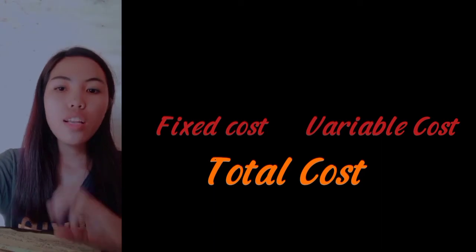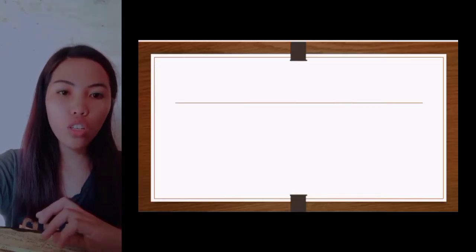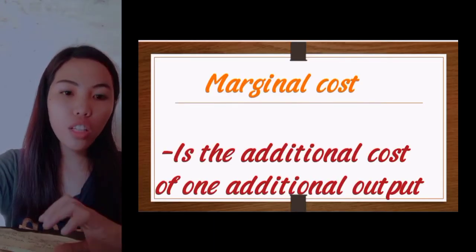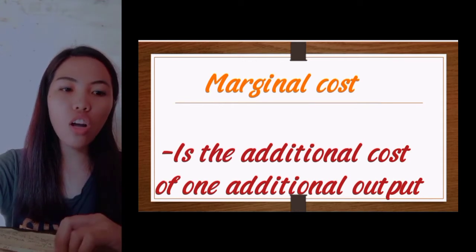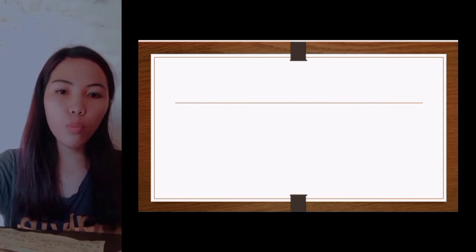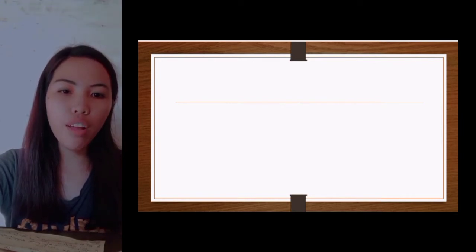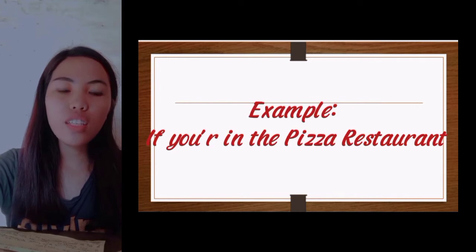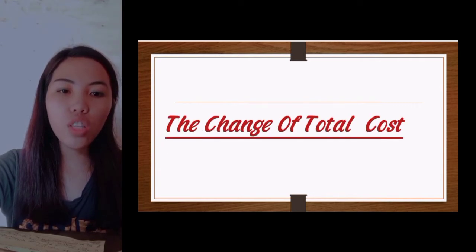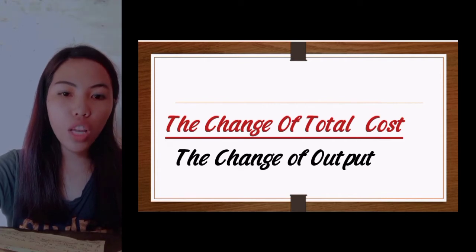So, let's proceed to the marginal cost. When we say marginal cost, it is the additional cost of one additional output. So, if you are in a pizza restaurant, it is the cost of producing one additional pizza. It's the change in the total cost divided by the change in the output.